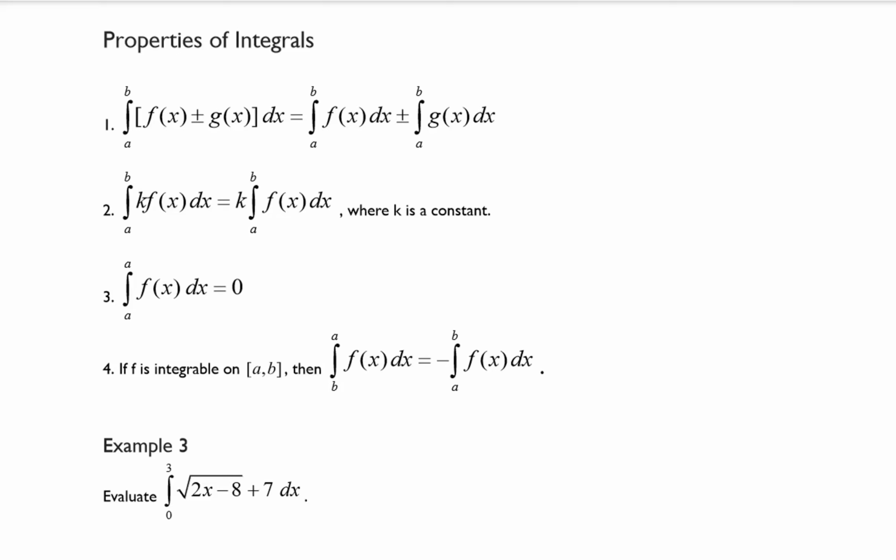The second two we haven't seen because they're more specific to what our limits of integration are. So number 3 basically says if your limits of integration are the same value and then you're integrating some function, then the numeric value or your final answer is going to be 0. And we can see that in a future example. And then 4 says if f is integrable on a closed interval a to b, then if you are integrating from b to a of f of x, that's the same thing as integrating from a to b, and then whatever that value is, you multiply it by negative 1.